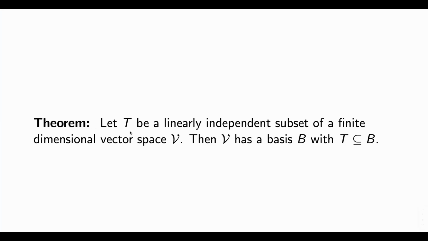So there is one theorem. Let T be a linearly independent subset of a finite dimensional vector space V. Then V has a basis B such that T is contained in B, right? So there is a very good picture, I can say, of the basis, right? And basis means you can say less than or equal to, less than or equal to. Here you can say the spanning set, and here you can say the linearly independent set, right? So this is a very good relation if you see.